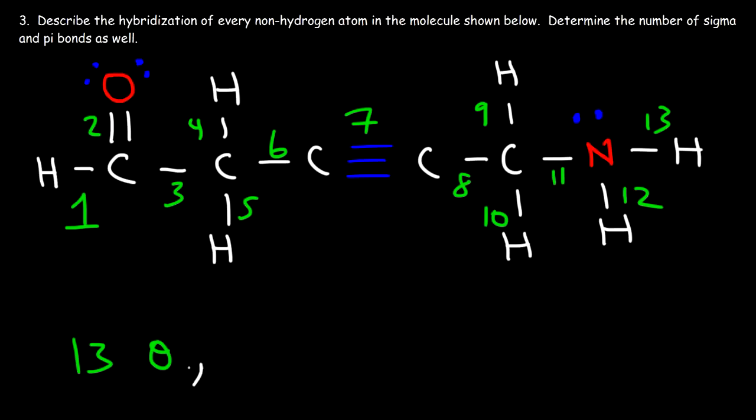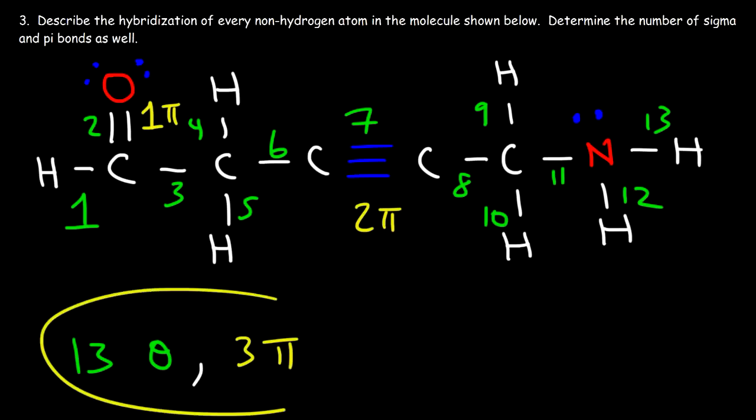Now what about the pi bonds? Keep in mind every double bond has 1 pi bond. So there's 1 pi bond in the carbon double bonded to an oxygen. And in a carbon-carbon triple bond, there's 2 pi bonds. So therefore we have a total of 3 pi bonds in this molecule. And so that's the answer to the second part of the problem.